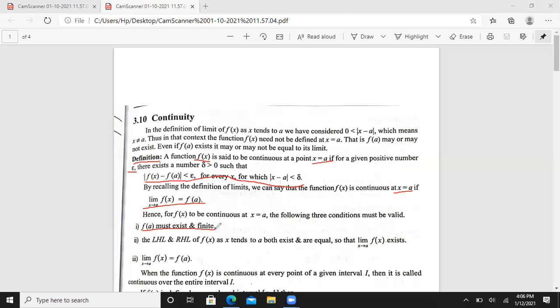Second, the left hand limit (LHL) and right hand limit (RHL) of the function f of x as x tends to a both exist and are equal, so that the limit of x tends to a, f of x exists. That is the second condition. Third, the limit of x tends to a, f of x equals f of a.